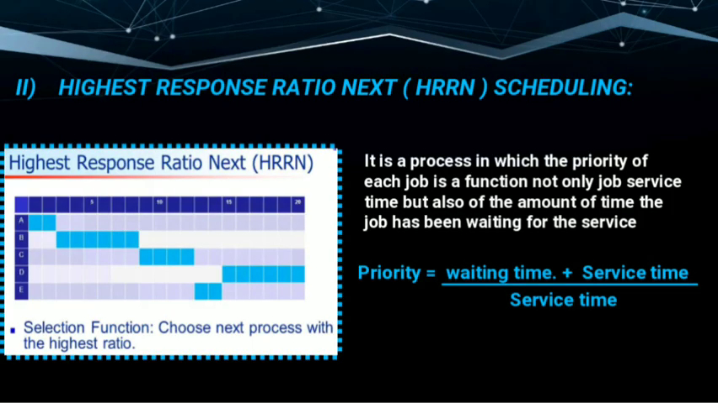Highest response ratio next scheduling is elapsed time divided by execution time required. In this, shorter response time gets the higher priority.